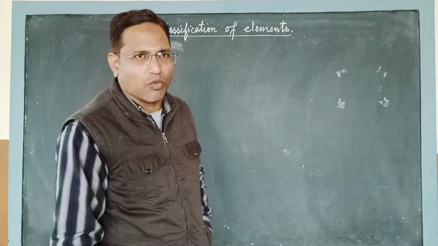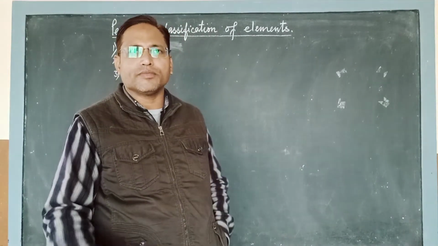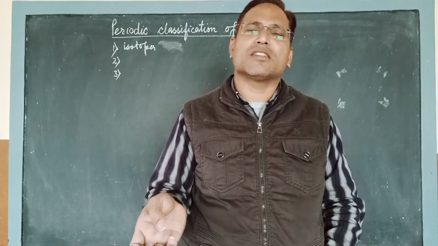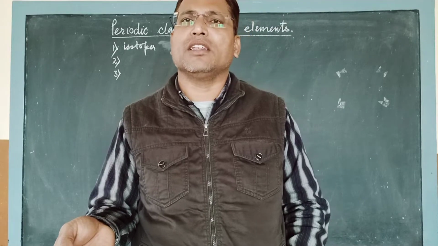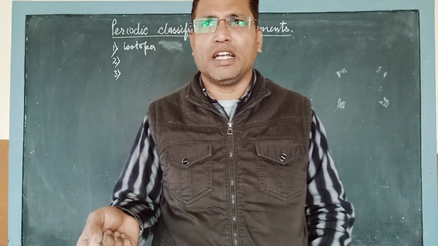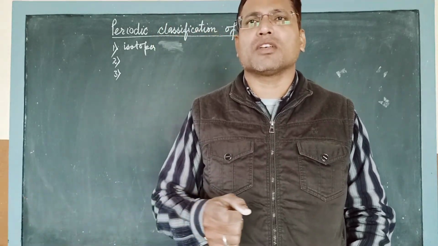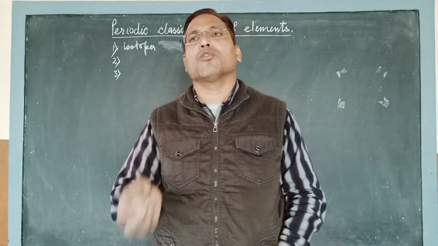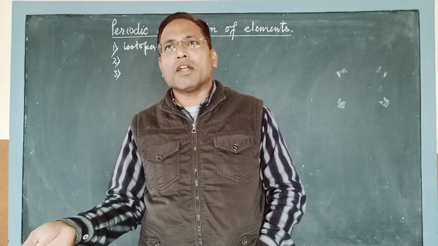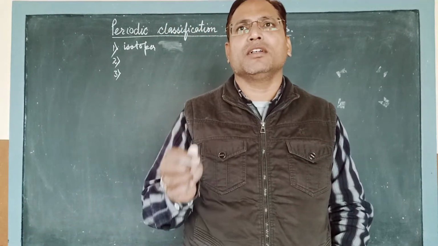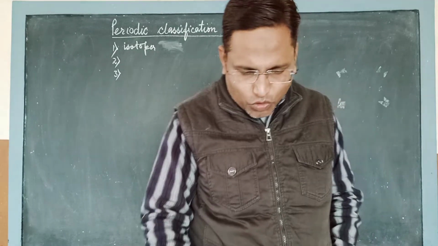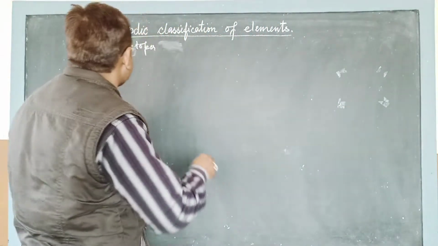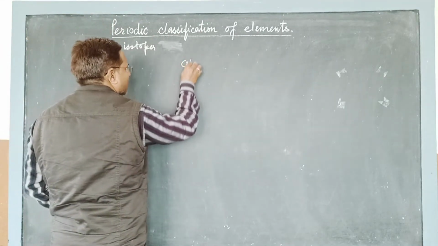The second anomaly was about cobalt and nickel. We had seen cobalt's atomic mass was 58.9 u and that of nickel was 58.7. But Mendeleev had placed cobalt first and nickel later on. But when we come to the atomic number, we see that cobalt has atomic number 27. Cobalt has atomic number 27.